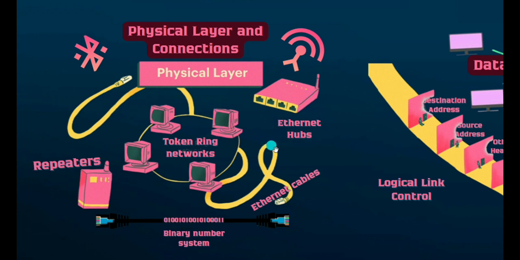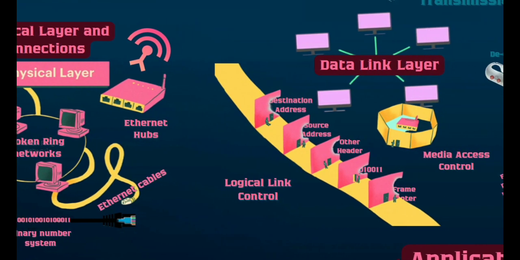Also, hubs and other repeaters are standard network devices that function at the physical layer as cable connectors. At the physical layer, data is transmitted using the type of signaling supported by the physical medium: copper cable, fiber optic cable, or wireless network. The next is the data link layer.